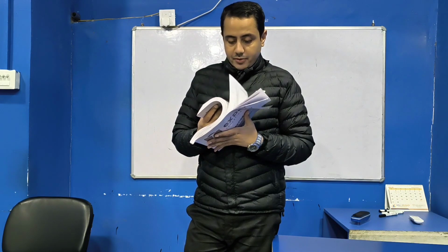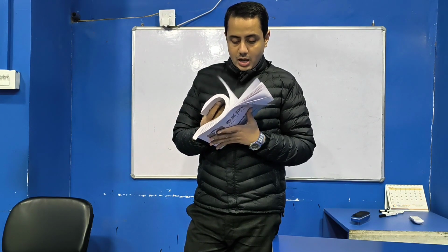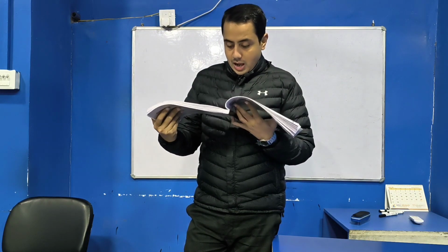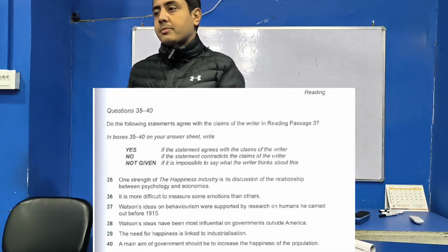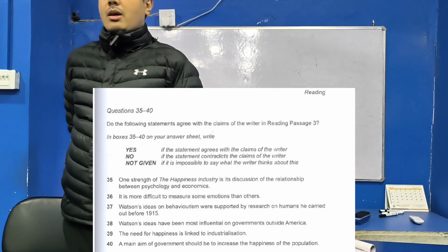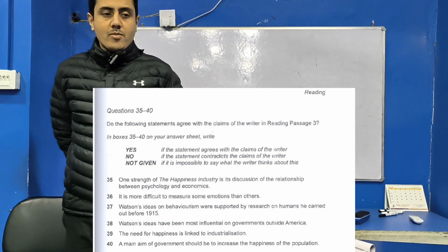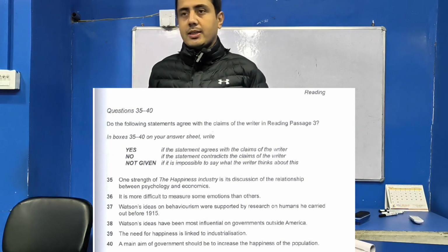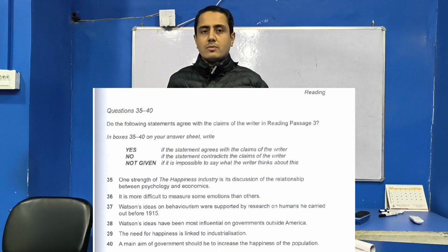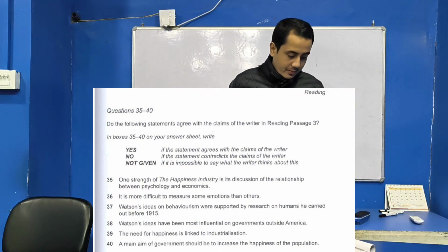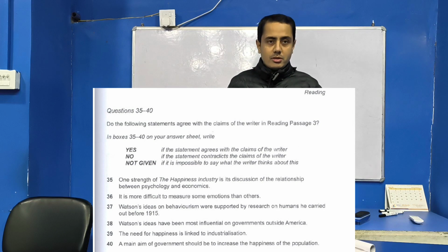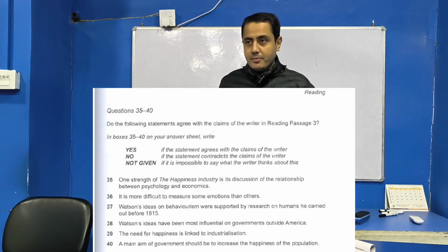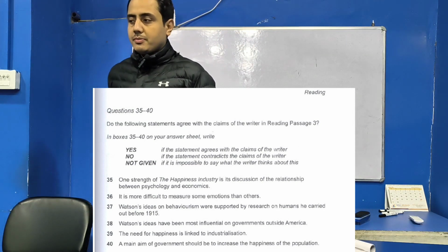So to see an example of yes no not given questions, I would like you to go to IELTS 13 page number 93. IELTS 13 page 93. On that page, you will see 6 questions from 35 to 40, and these are yes no not given questions.